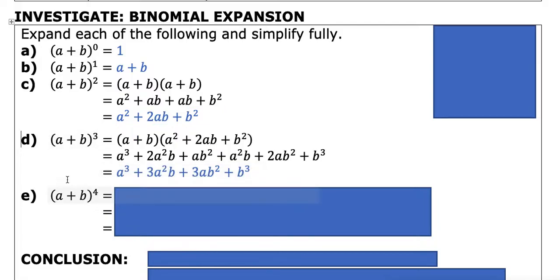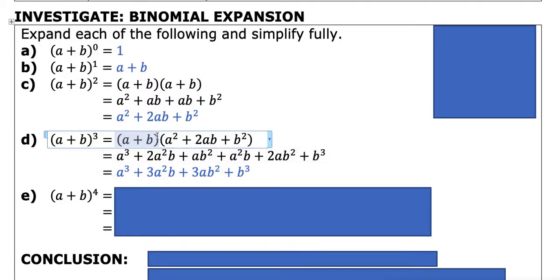Next, a plus b to the power 3, we could write this out as a plus b times a plus b times a plus b. However, it's better to use recursion. The previous result, a squared plus 2ab plus b squared, can be written here because this is a plus b squared. That's equivalent. So just multiply it by one more power, a plus b.